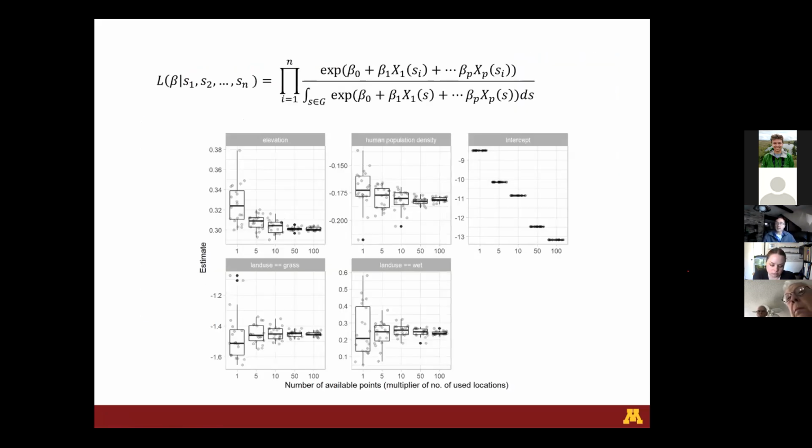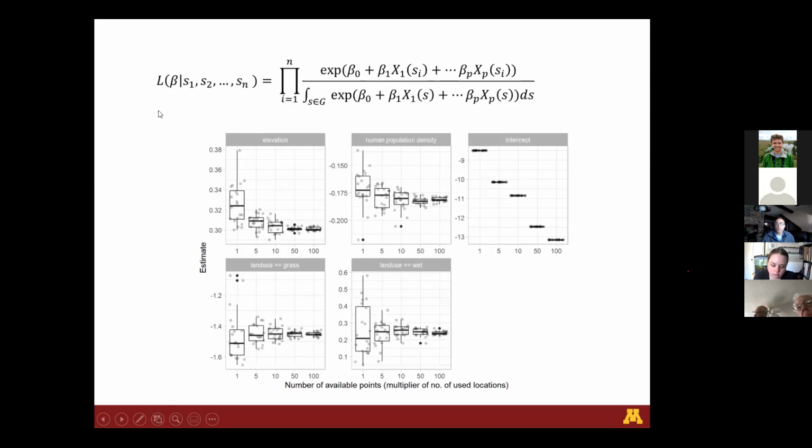One of the other really nice things that this way of thinking does is it clarifies the role of these background locations. Essentially, the background locations provide a way to estimate the integral in the denominator of the likelihood function. This is the likelihood of seeing the data given this Poisson point process model, and it is the framework that we use to estimate these different parameters. To estimate the parameters, we have to calculate this integral in the denominator, which we can't do analytically. So these available or background locations provide a way to estimate that integral.